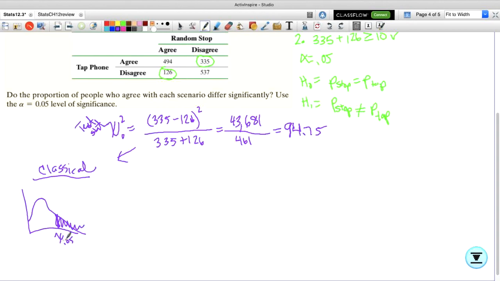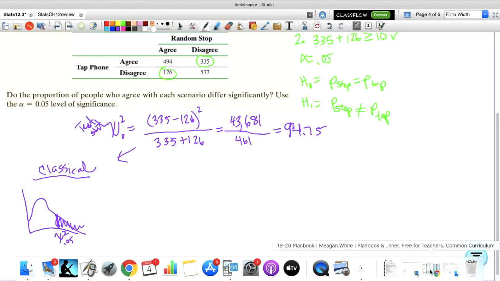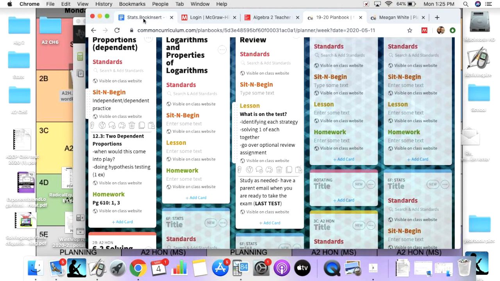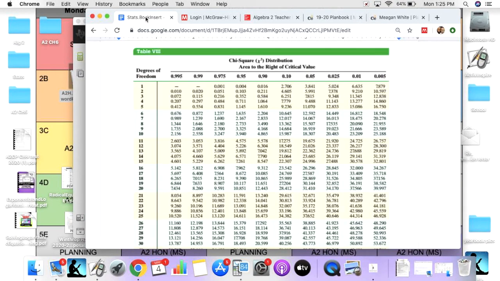Okay, so to find the chi-squared value of 0.05, I'm going to go to the insert of my book, which I actually have open. And here's the clincher that you need to make sure you write down in your book. When you are finding your chi-squared value for classical, you always treat degrees of freedom as 1. It doesn't matter that we asked 461 people. We are not going to use that as our degrees of freedom. You are always going to use a degree of freedom of 1.